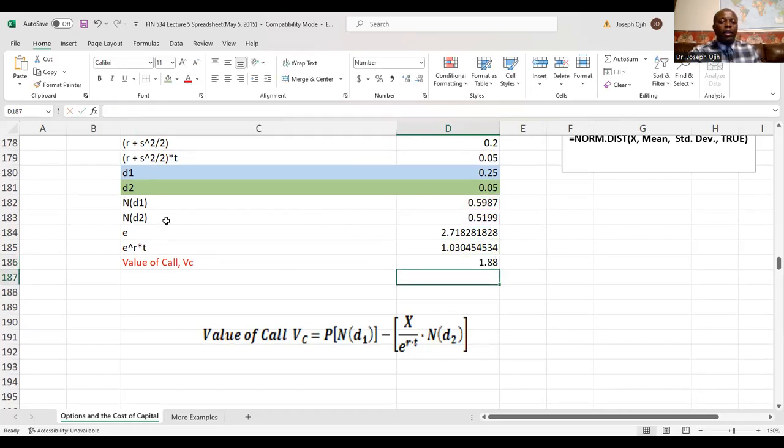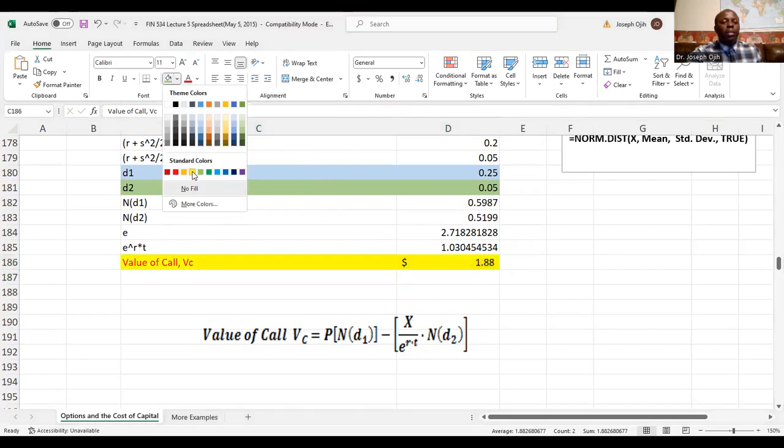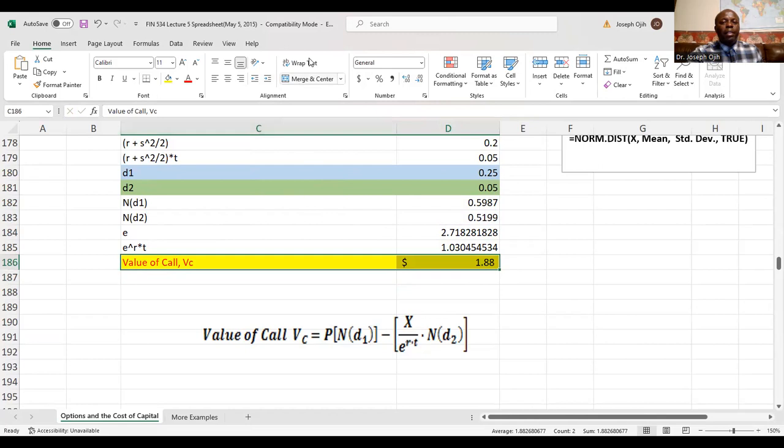See, $1.88. Remember, this is the price, I mean, the value. Make it a dollar sign. This will tell us the value of the call option. What does this number represent? I will explain to you in a minute. I think I explained it better.